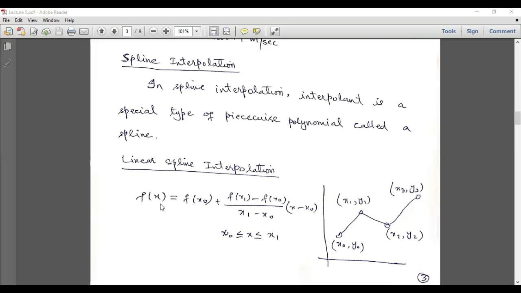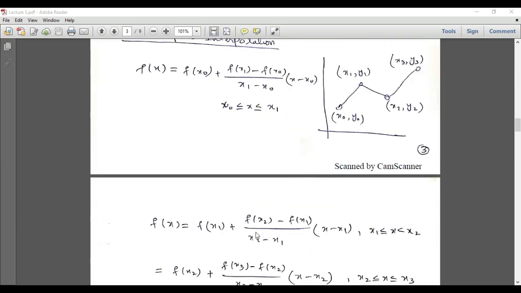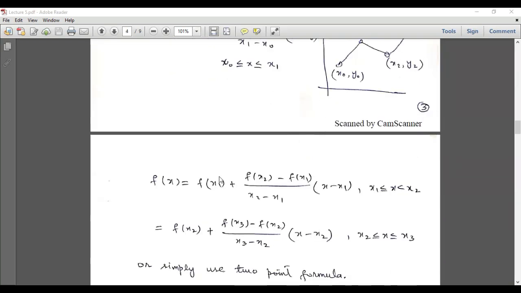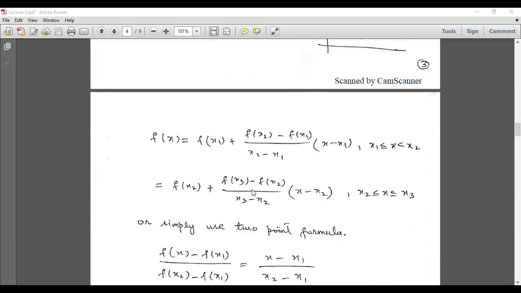So for the first spline, which is lying between x0, y0 and x1, y1, that function will be used, and it is equal to f(x) = f(x0) + [f(x1) - f(x0)] / (x1 - x0) * (x - x0). This expression is valid for x between x0 and x1. Similarly, for the second spline, this expression will be used. It will be valid between x1 and x2, and between x2 and x3 we will use this expression. All of these expressions are two-point formulas, and these are the equations of the straight line.